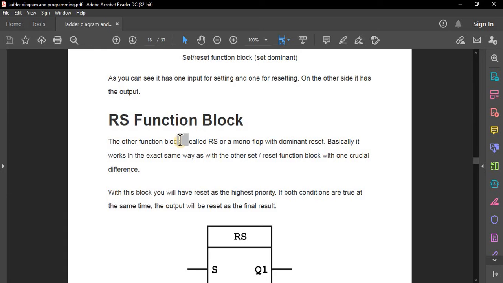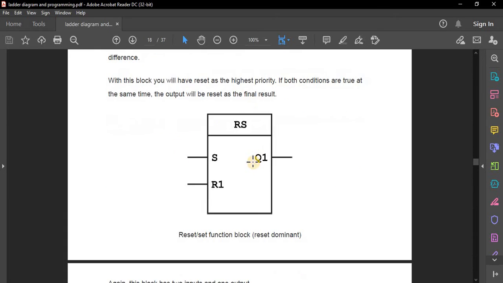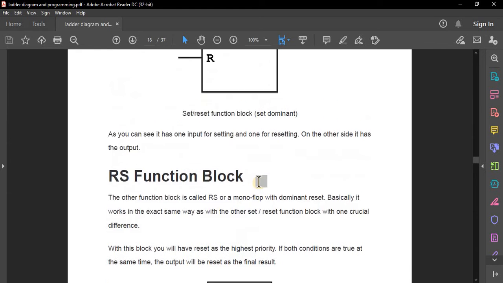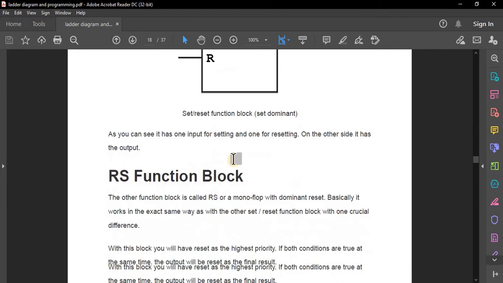Next one is the RS function block. As you can see here, it is also a monoflop, with dominant reset. Basically, it works in the exact same way as the other set or reset function block, with one crucial difference. Now we have to see what the crucial difference is. With this block, you will have reset as the highest priority. In the SR case, set was the highest priority.